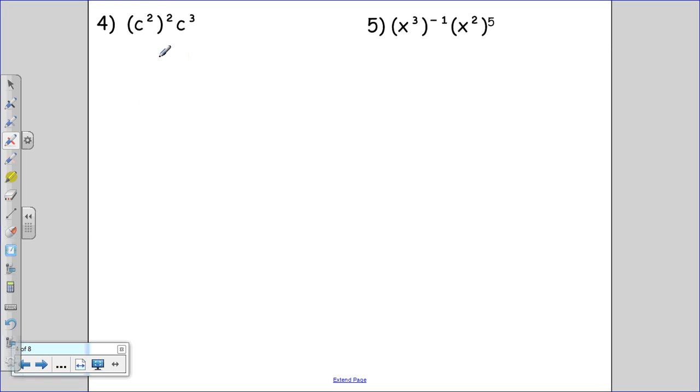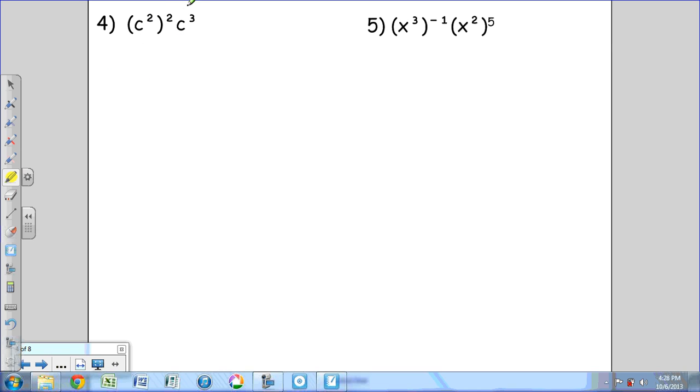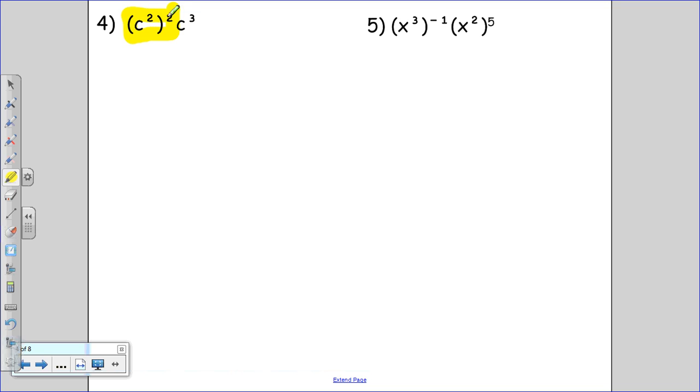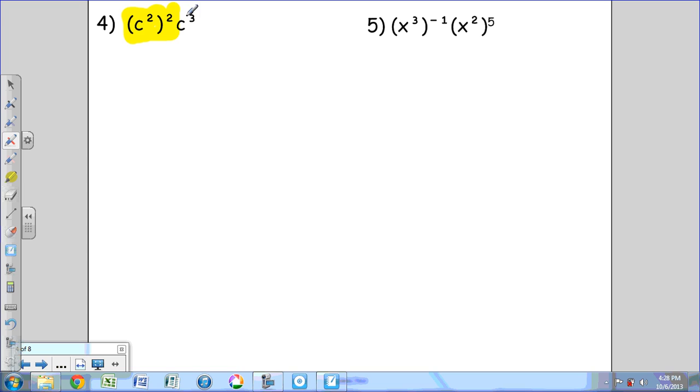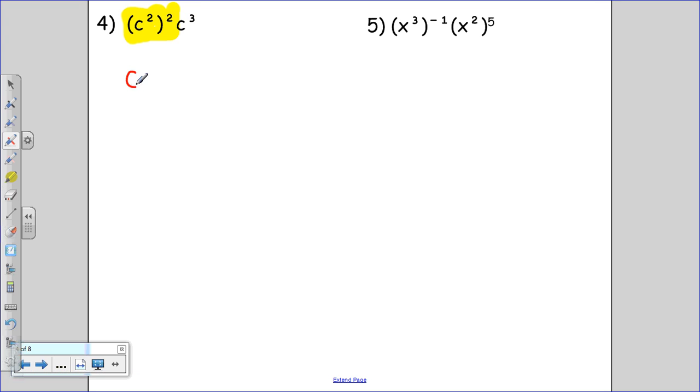Now this one, we're going to start throwing in more than one variable. So I'm going to look at this one in parts. First I'm going to look at just this part right here that's got the c squared squared, and I'm not going to worry about that c to the 3rd. So this is one base, two powers. So 2 times 2 is 4. So this is really just c to the 4th. And then I've also got my c to the 3rd. Now I have two bases and two exponents, so my other multiplication rule applies, and I'm going to add these together. So I have c to the 7th.